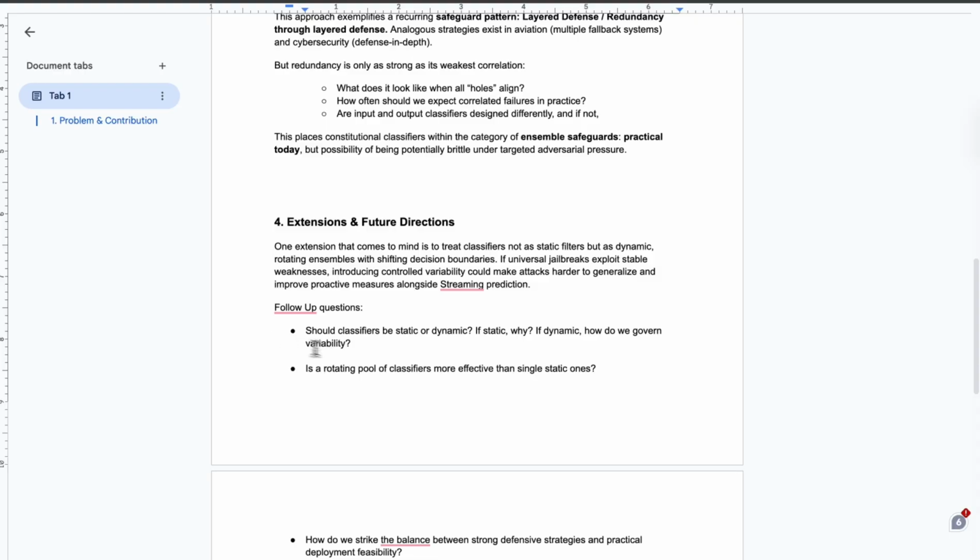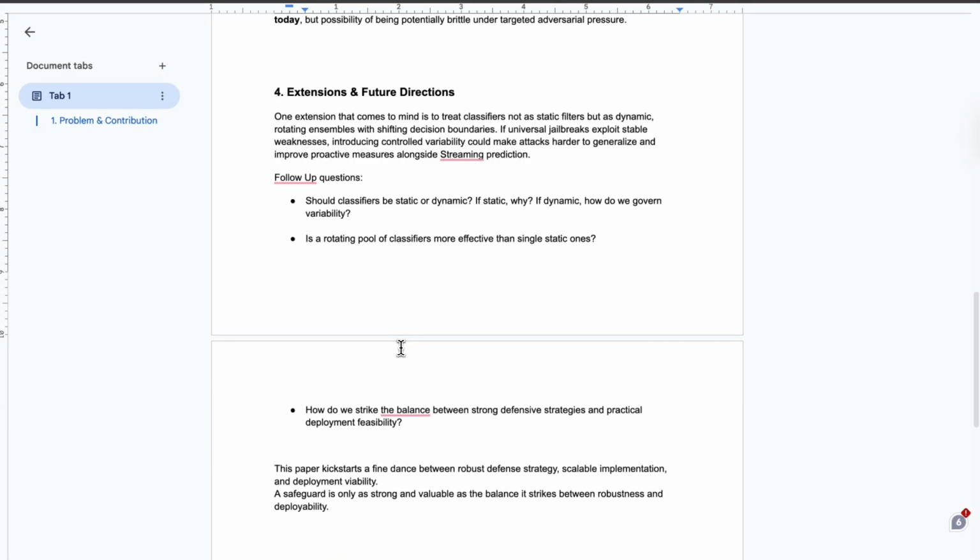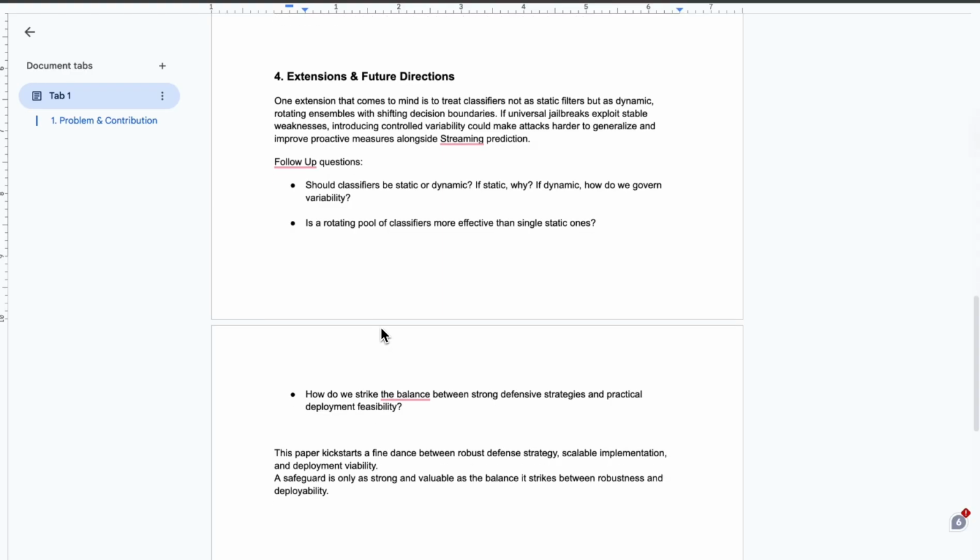So this led to some questions that I will revisit, which is, should classifiers be static or dynamic? If static, why? If dynamic, how do we govern variability? Is rotating a pool of classifiers more effective than single static ones? How do we strike the balance between strong defensive strategies and practical deployment visibility? What I also interestingly got at is, this is a fine dance between different defense strategies.